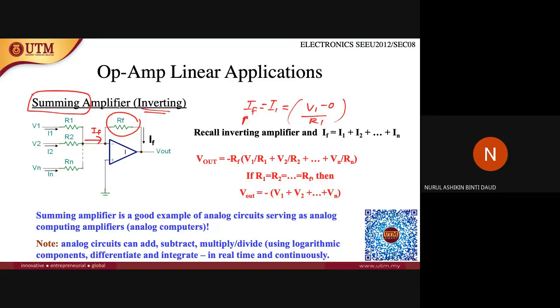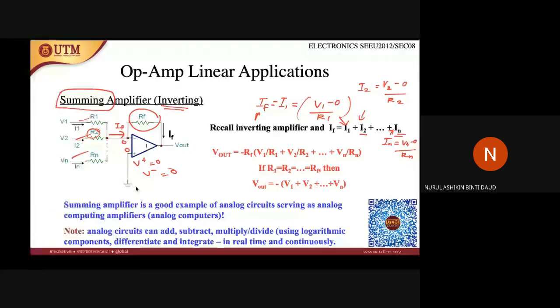So since this summing amplifier has a number of input signals, at I2, I2 will be V2 minus 0, because this input is 0, V plus is equal to 0, so V minus also will be 0. So here is 0 and here is 0 as well, over R2. And similarly, IN will be Vn minus 0 over Rn. So you just put all of this inside here, and it will look like this.